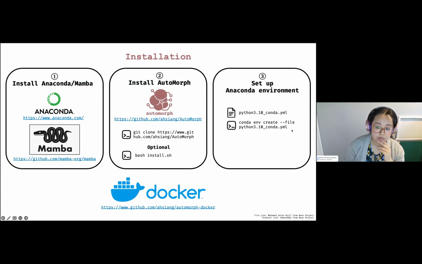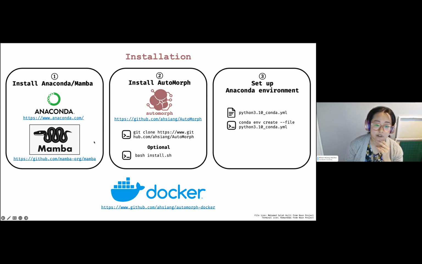Definitely, in terms of the feedback I've gotten from people who've tried to use AutoMorph, the most annoying part is trying to get it to install. I've tried to make this as easy as possible, but you do need to have some experience with package management, Anaconda, and so on. The way you install AutoMorph is you first need to install Anaconda or Mamba. I would really recommend that you use Mamba instead of Anaconda. These are basically ways that you set up your Python environments so that you can get all of the packages that you need to run the code.